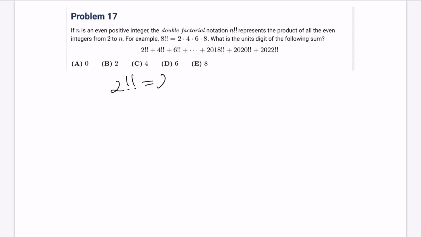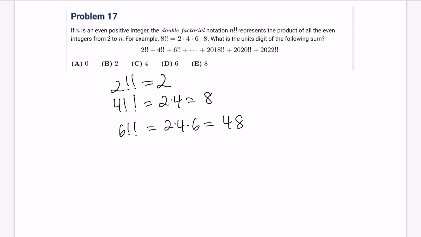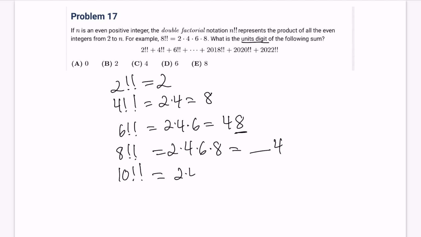So 2 double factorial is equal to 2. 4 double factorial is equal to 2 times 4, which is equal to 8. 6 double factorial is equal to 2 times 4 times 6, which is equal to 48. But since we're only looking for the units digit of the sum, we can just focus on the units digit. 8 double factorial is equal to 2 times 4 times 6 times 8. So we can just multiply this 8 here by this extra 8, and then we'll have something that ends in a 4. Then 10 double factorial is equal to 2 times 4 times 6 times 8 times 10.